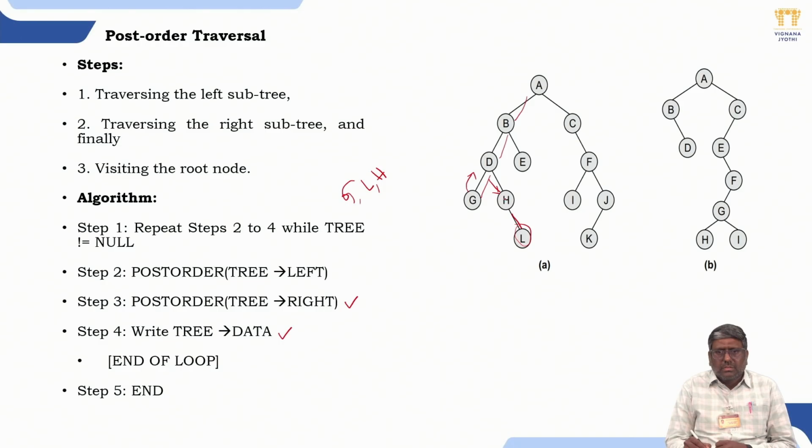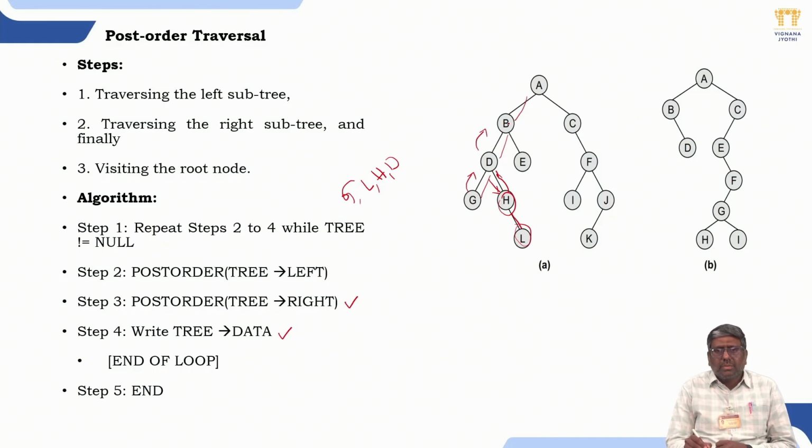Okay, now after H, go back to the parent node, which is nothing but D. The parent node D is visited only after visiting its left subtree elements and the right subtree elements. Now we have visited the left subtree element G and the right subtree elements H and L. Now we can visit the parent node D. Then go back to the parent of D, which is nothing but B.